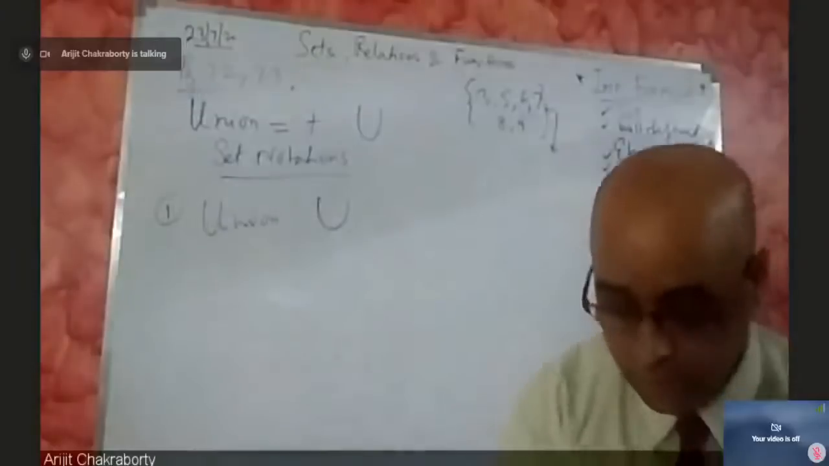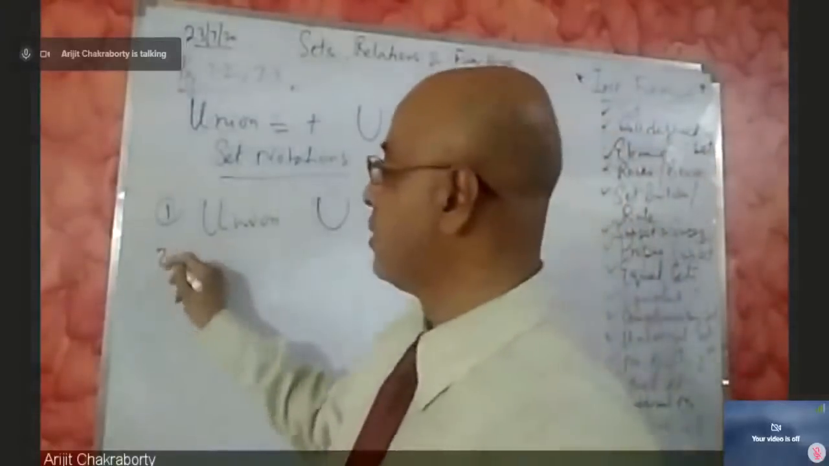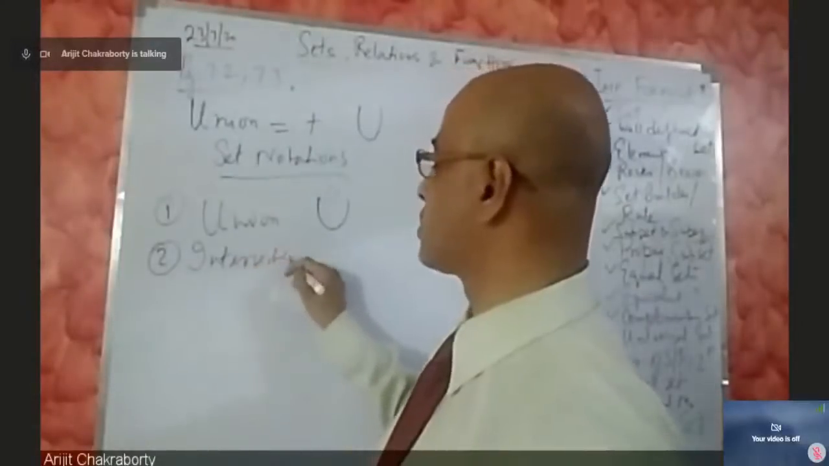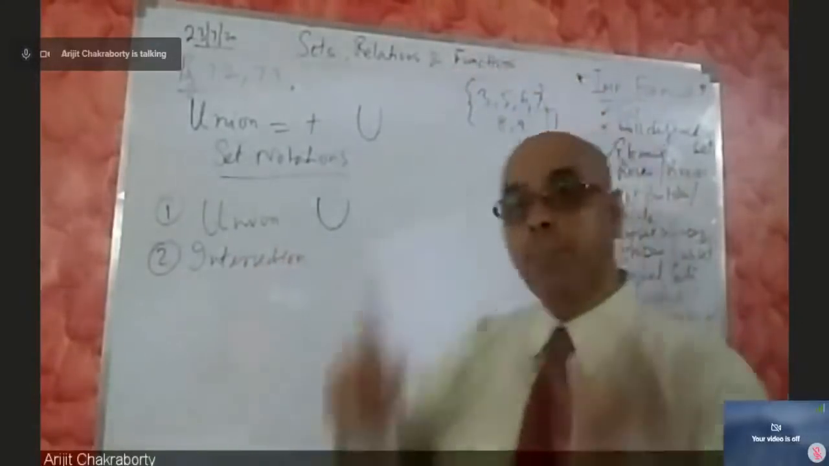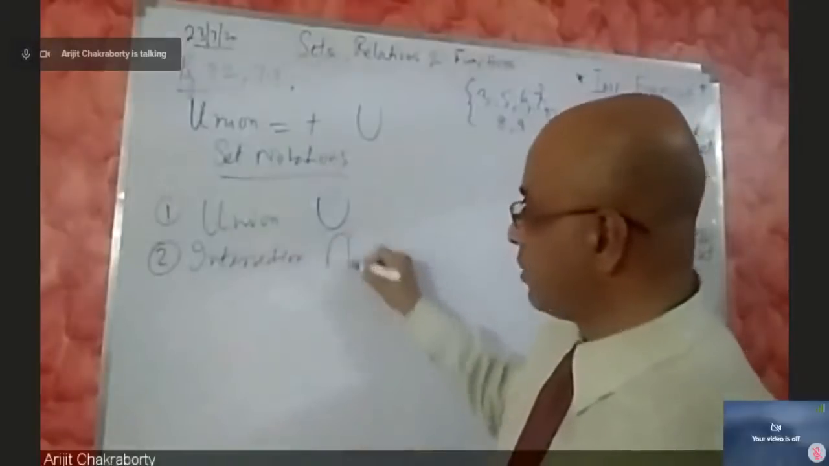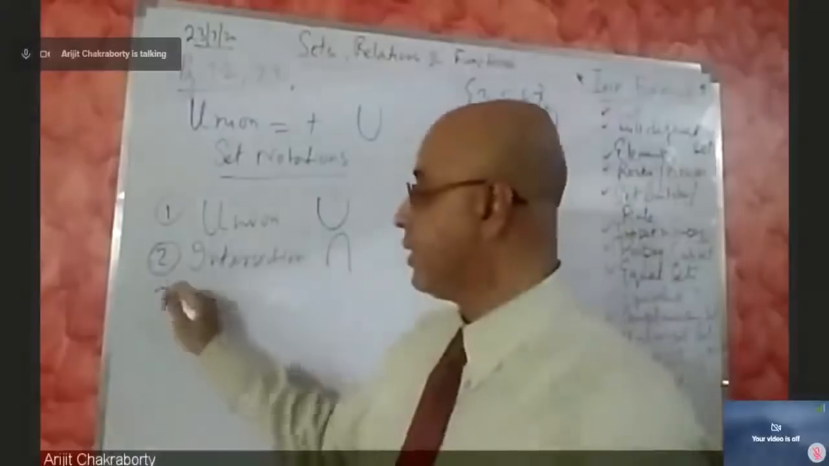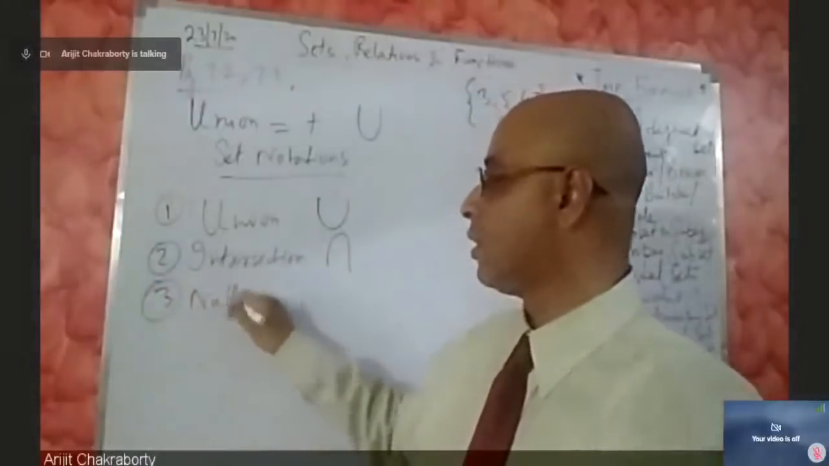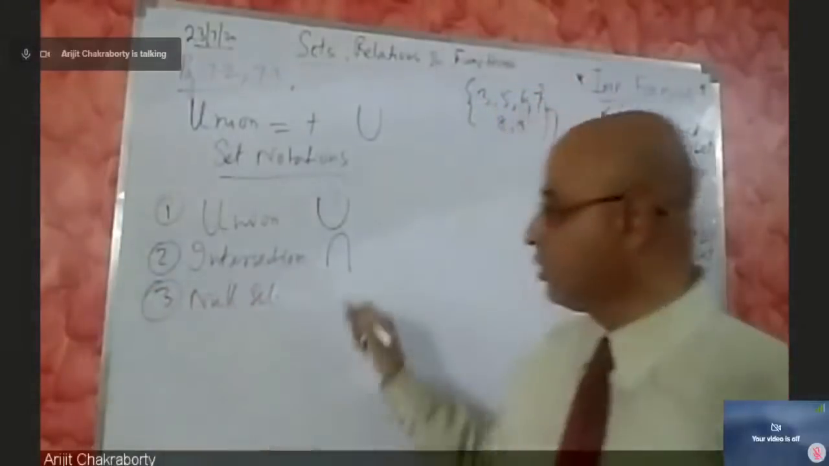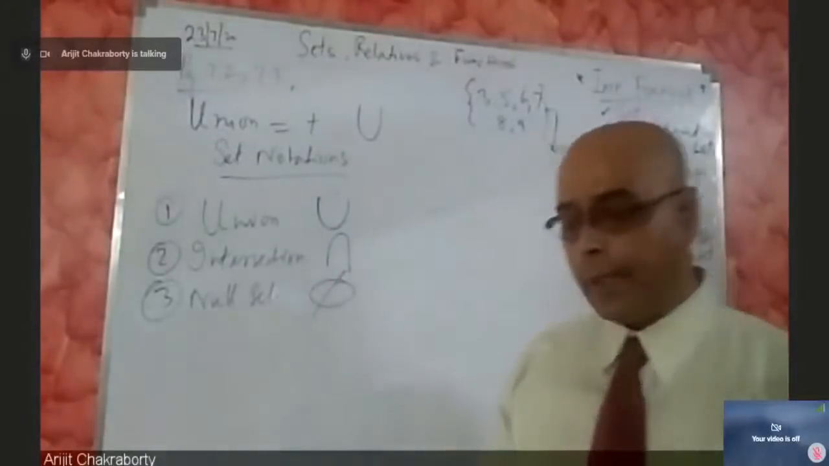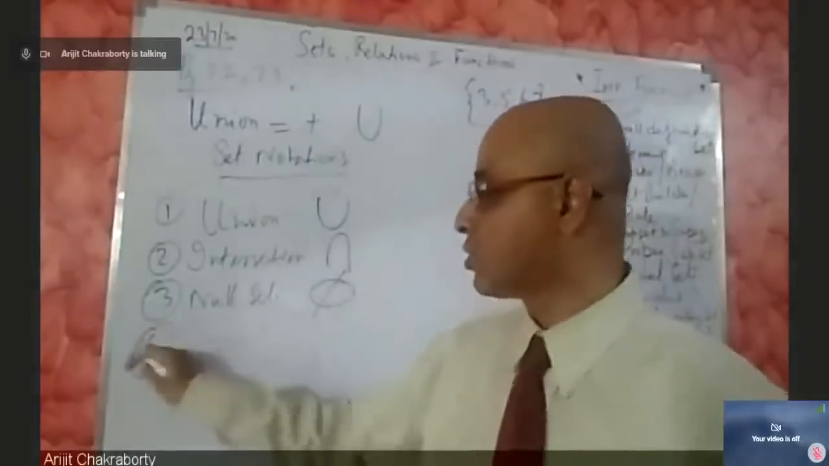The next one is known as the intersection of two sets, and it is shown by the opposite sign. So this is becoming this. Number 3, null set. Null set I have already shown. It is shown by this. Okay. The fourth one, you know, subset.